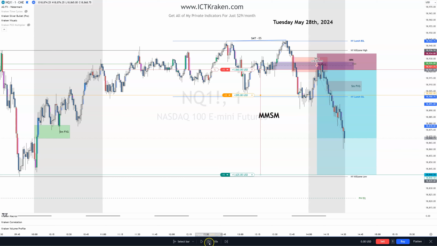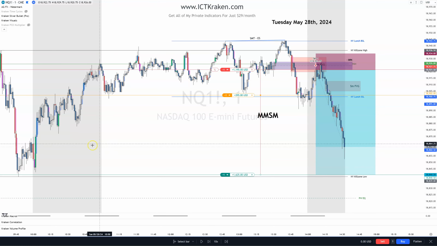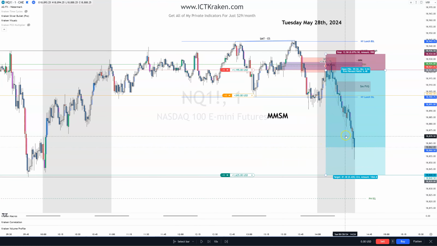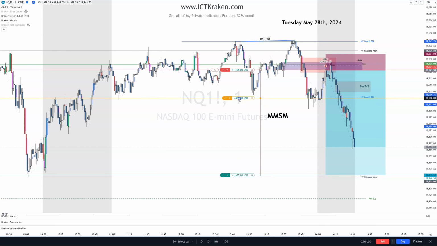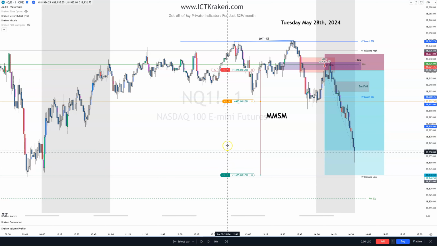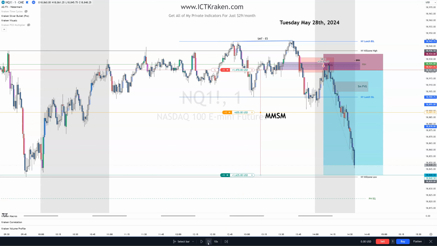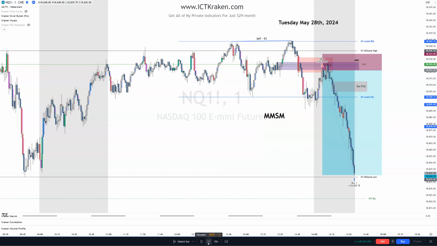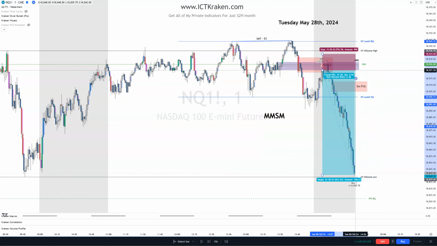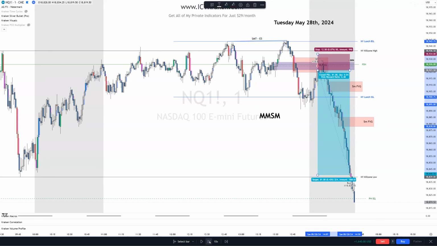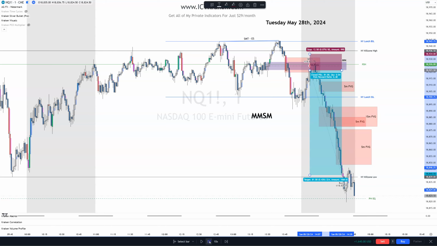Now it's disappeared. We closed below it, which is good. So now I feel confident that I can go down to this PD array here. All right, that took us out. Let's see if it trades below here. And it does.